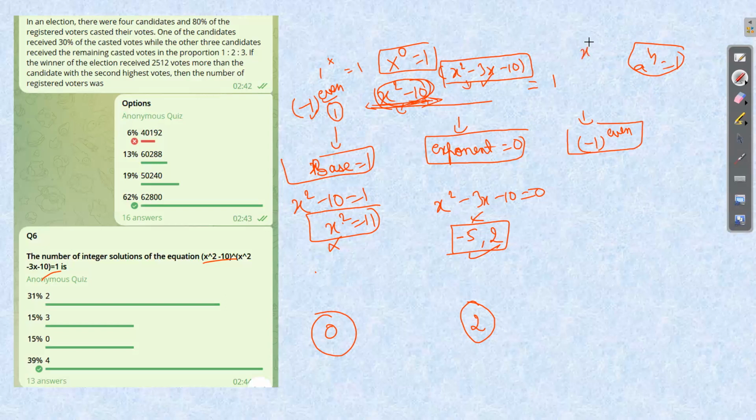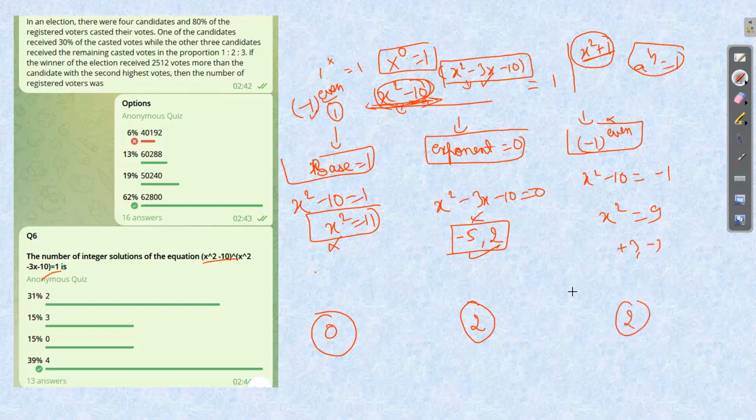Suppose the question would have been x square plus 1, we won't be able to check this because the value of this will never be minus 1. But in this case, it can be minus 1 because x square can be 9 and minus 10 gives minus 1. So the power should be even. So x square minus 10 equals minus 1, so x equals plus minus 3.